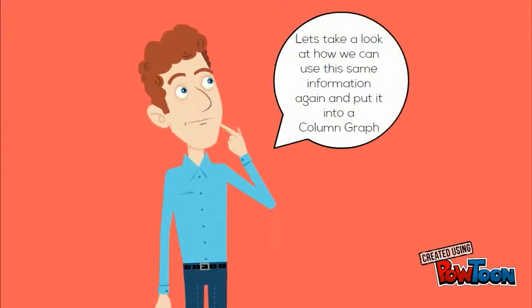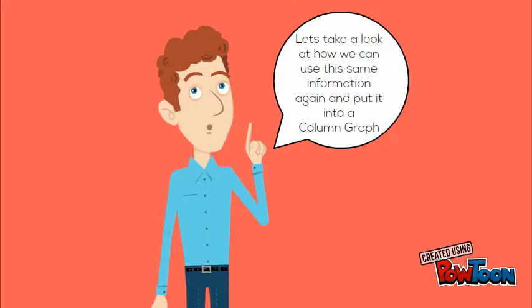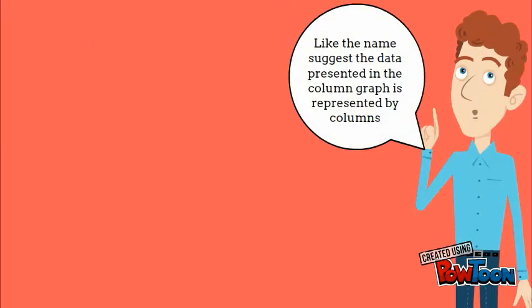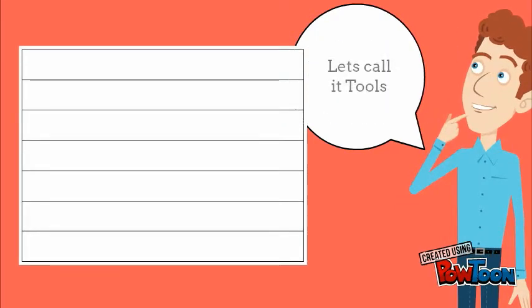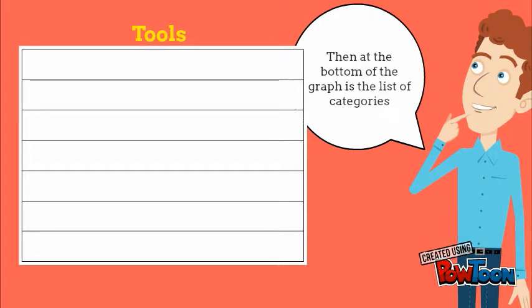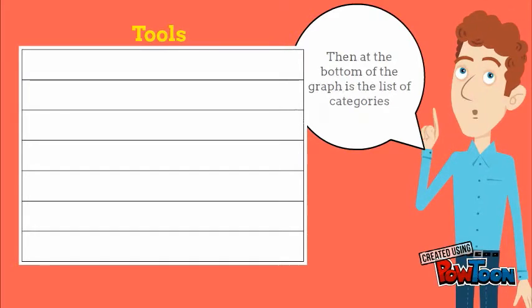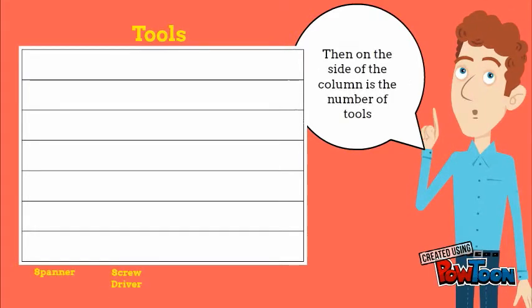Let's take a look at how we can use the same information again and put it into a column graph. Like the name suggests, the data presented in a column graph is represented by columns. First we need to give the graph a title. Let's call it Tools. Then at the bottom of the graph is the list of categories: spanner, screwdriver, hammer and paintbrush. Then on the side of the column is the number of tools.